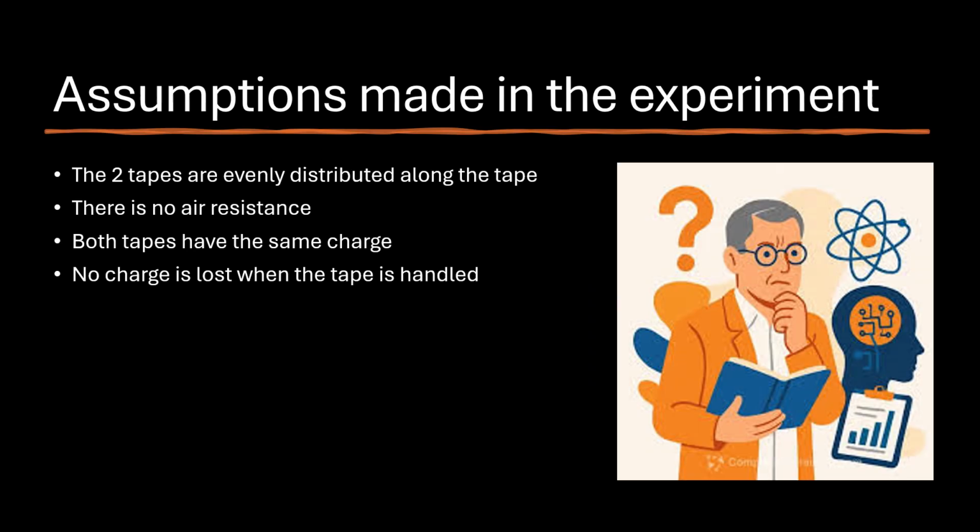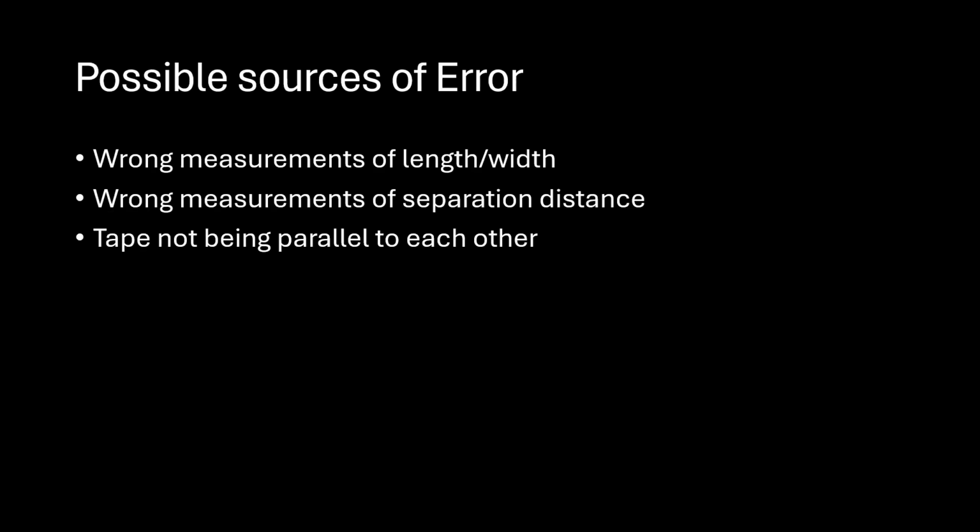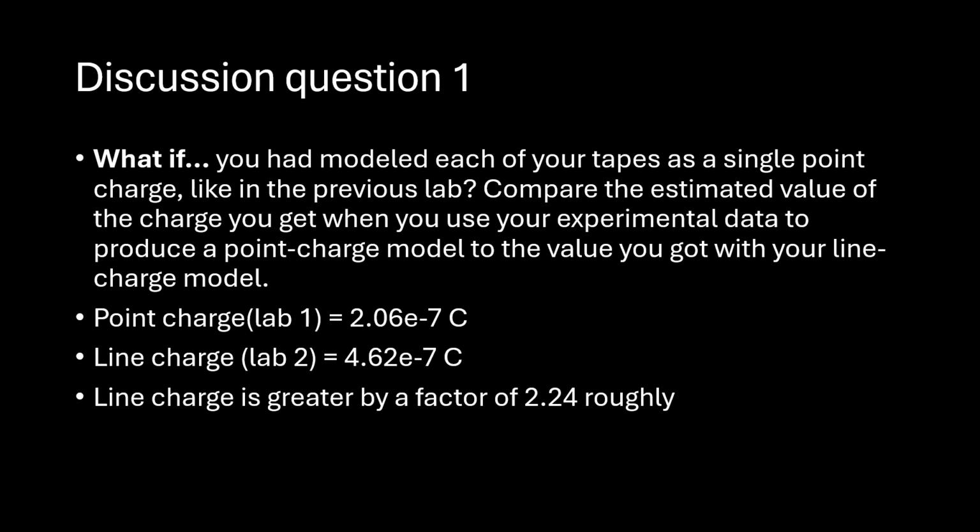So, assumptions made. First, that the two tapes are evenly charged. There's going to be some difference, obviously. There's no air resistance. They both have the same charge and no charge loss when the tape's handled. Possible sources of error: I could probably guess from the assumptions, actually. The first, of course, being wrong measurements of length, width, and separation distance, tape not being parallel to each other, and all the reasonable opposites you can make from the assumptions.